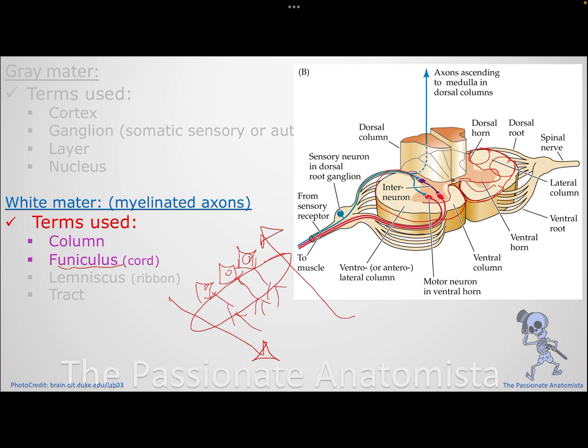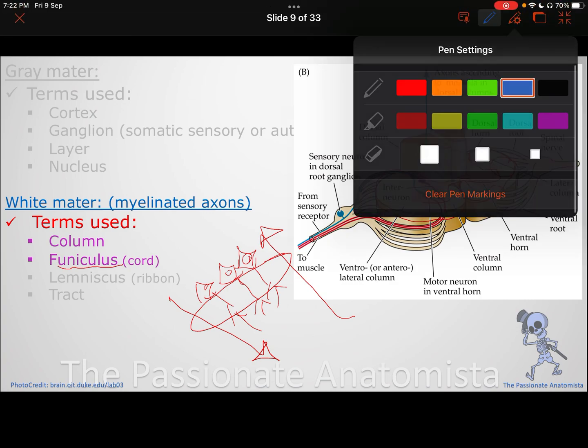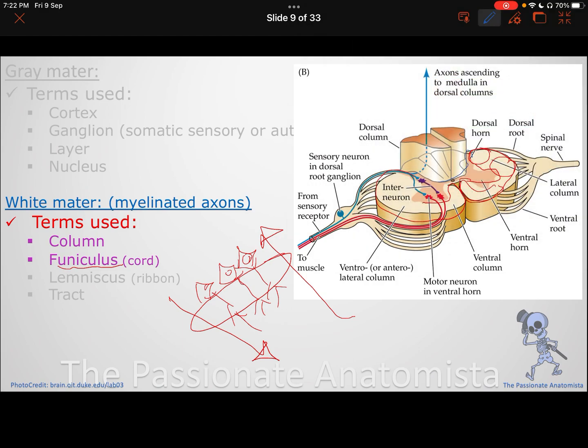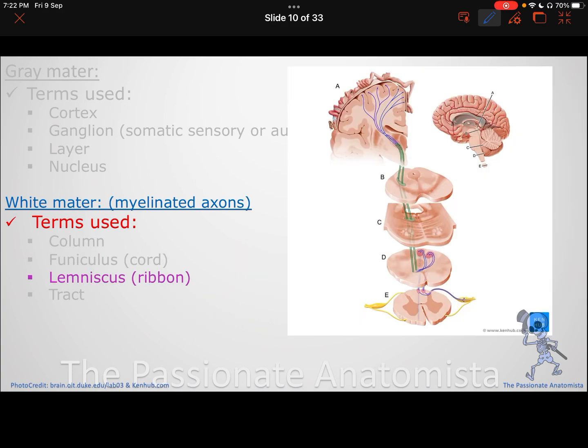However, if I am in the gray matter, if I'm in the H-shaped gray matter here, this is my H-shaped gray matter, the blue. It means I have the unmyelinated axons and the cell bodies. So the H-shaped gray matter has cell bodies, and the columns or funiculi are the white matter. All right, and we also have the word lemniscus. Lemniscus means a ribbon.